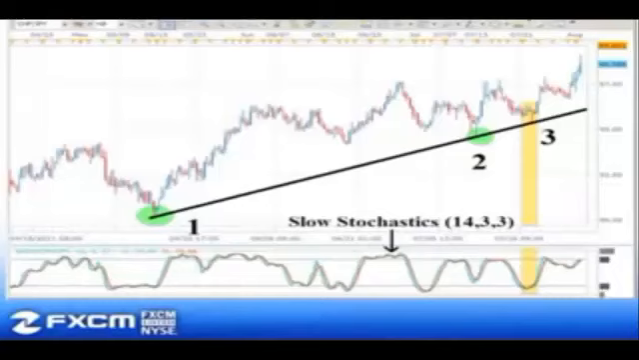So a nice wick to the downside, hitting the line. Got my cross up, my buy signal on stochastics. My trend's to the upside. Swiss yen, two safe haven currencies matched together.